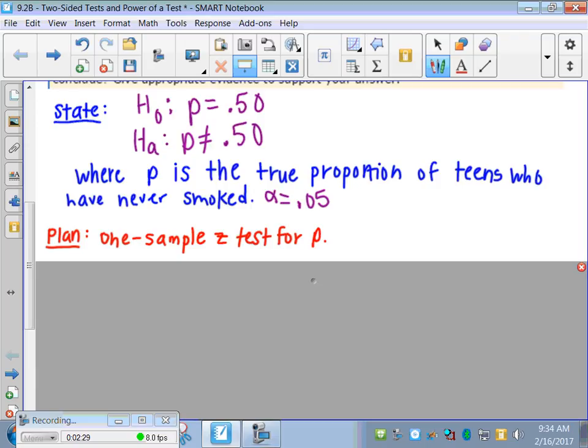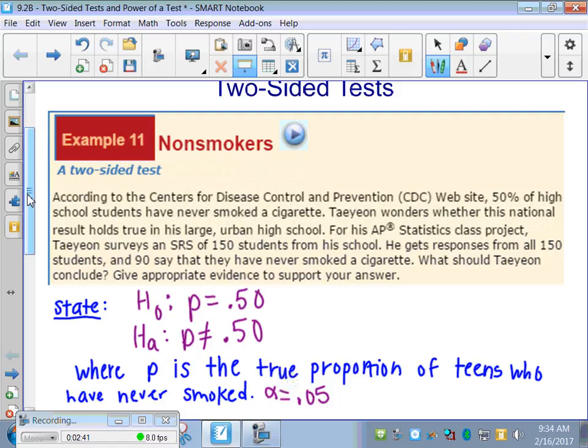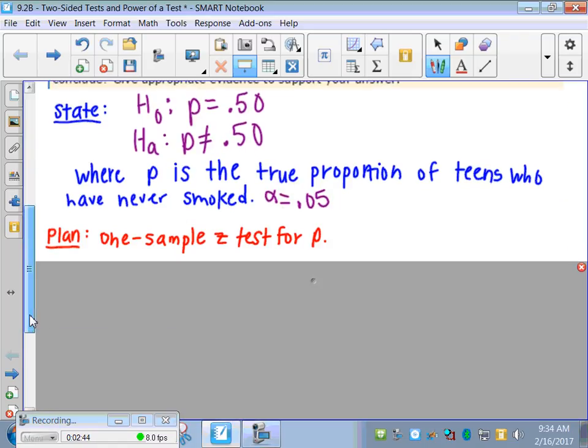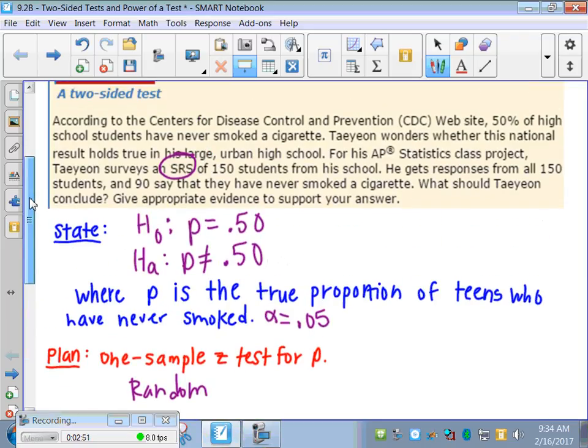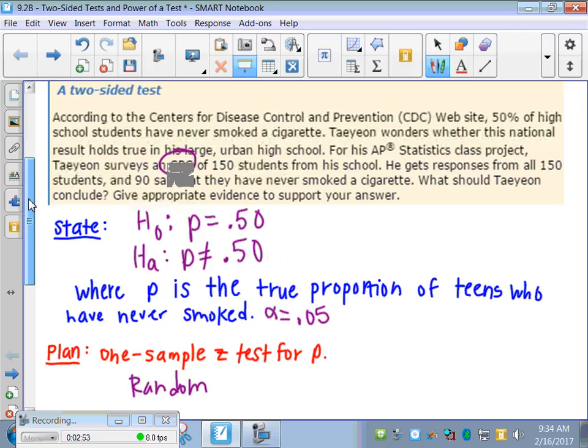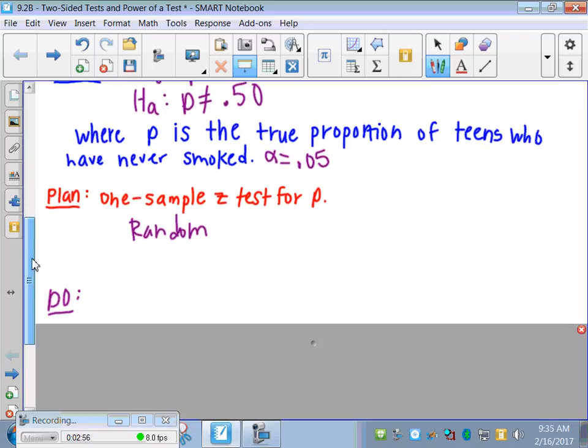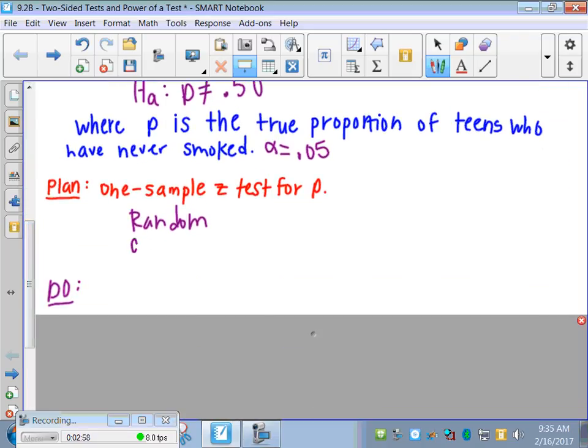All right, so we're going to do a one sample z-test for proportions, same as before, because we're still talking about a proportion. And we have to go through all our fun stuff. So did we do a random sample? Yes, we did a random sample. And we have to check 10%. So he gets responses from all 150 students at his large urban high school. So we would say that means we have at least 1,500 students in the building.